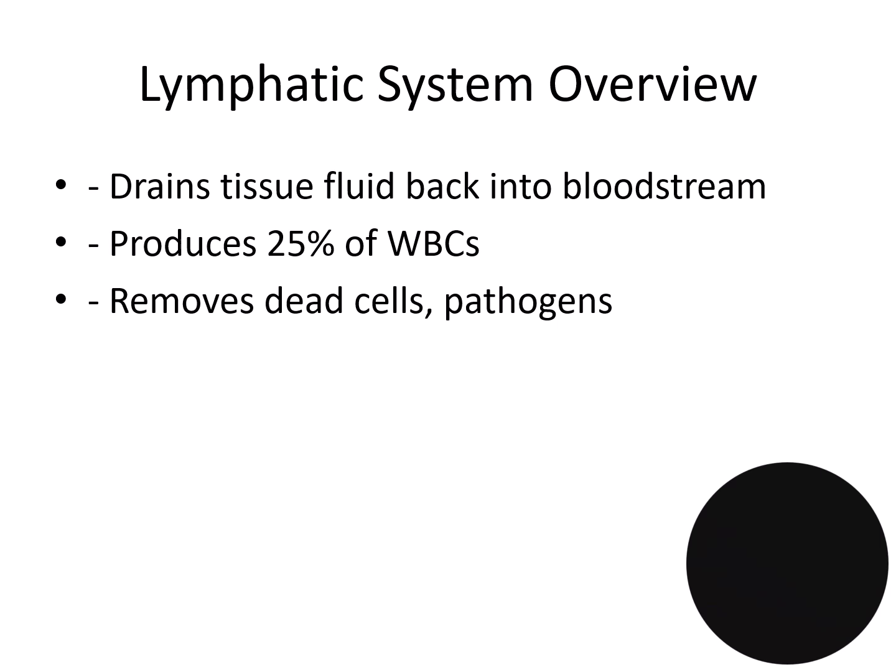The lymphatic system is part of the immune system. It recycles fluids from body tissues into the blood and helps remove pathogens and dead cells. It also produces white blood cells that help fight infection.